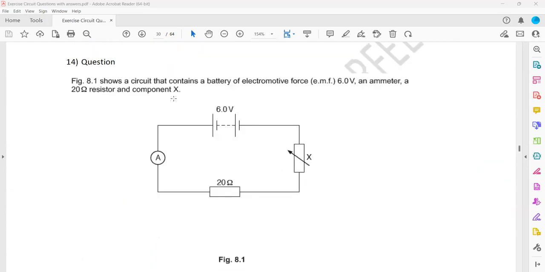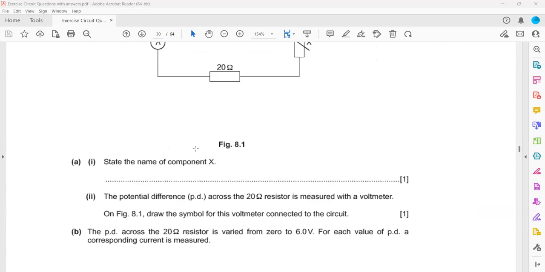Question 14. Figure 8.1 shows a circuit that contains a battery with an EMF, an ammeter, a 20 ohm resistor, and a component X. So a 6-volt supply, an ammeter, a 20 ohm resistor, and component X. We consider the ammeter to have negligible resistance. So the total 6 volts will divide between the 20 ohm resistor and X, as it's a series combination. State the name of component X: we call that a variable resistor.